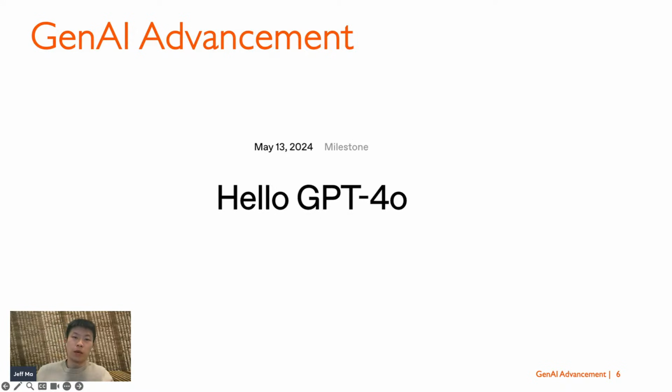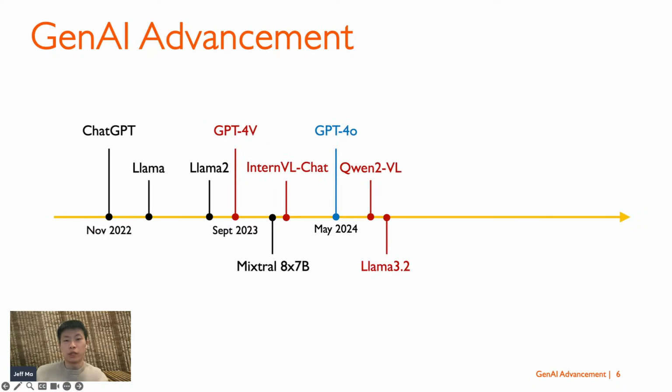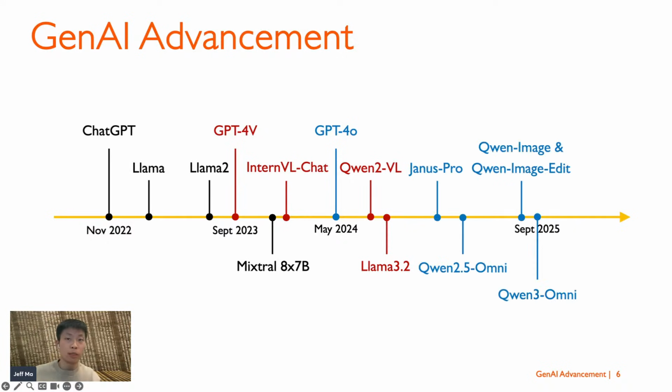Fast forward a few months, OpenAI released another model called GPT-4o. Here, the o stands for Omni. This GPT-4o model accepts any combination of text, audio, image, and video as input, and generates any combination of text, audio, and image outputs. Similarly, we started to see open-weight models that can take multiple input modalities or produce multiple output modalities, such as Janus-Pro from DeepSeek and Qwen Omni from Qwen.